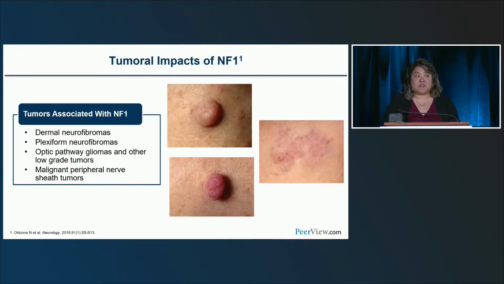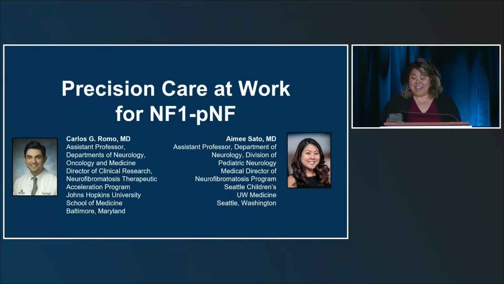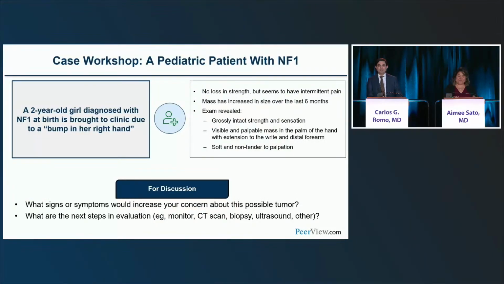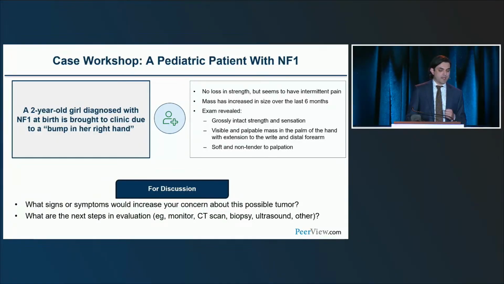But we'll be spending most of our time talking about these other tumors associated with NF1, including plexiform neurofibromas, optic pathway gliomas, and other low-grade tumors, as well as malignant peripheral nerve sheath tumors. And with that, I will change over to my colleague here. Thank you. So we thought we'd present a case and talk through the case and think about how we would treat this patient and the topics we set out to discuss with you today.